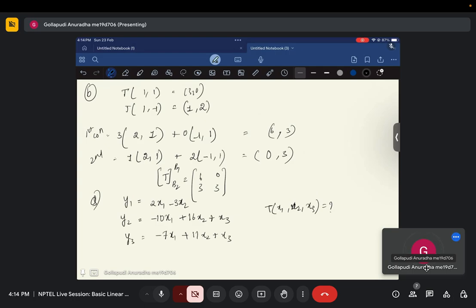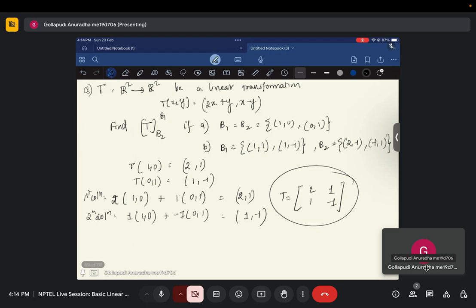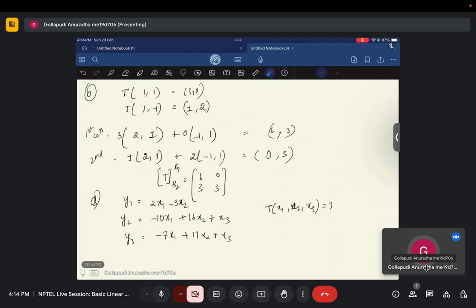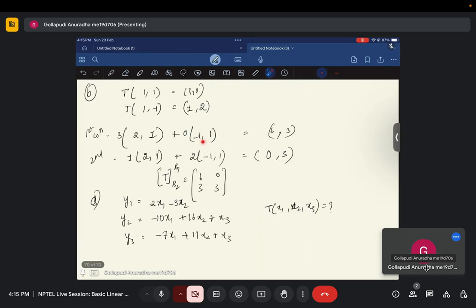So you did not write that, no? That is what you have done in the first column. I did not understand first and second. Did I write this wrong? Yeah, because (3, 0) you have to write in terms of (2, 1) and (-1, 1) as a linear combination. So that's what I did, no?